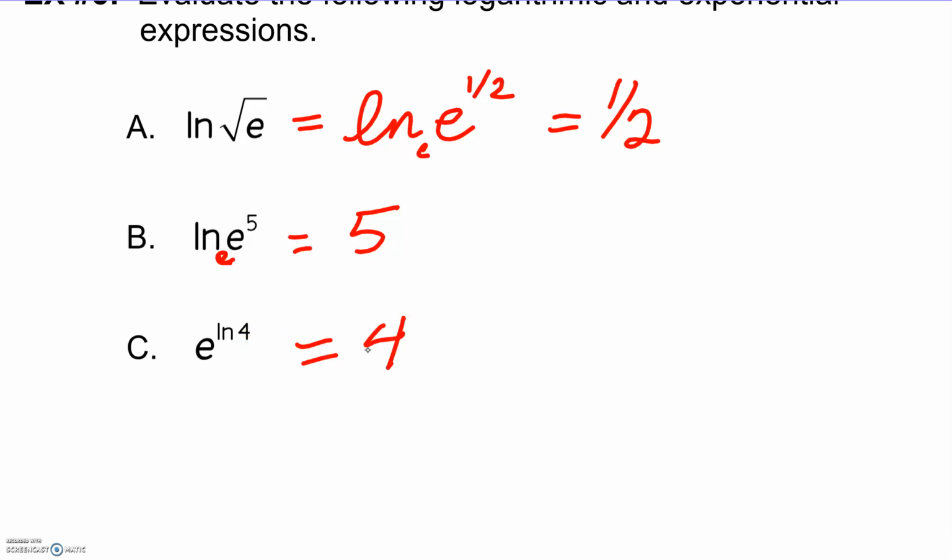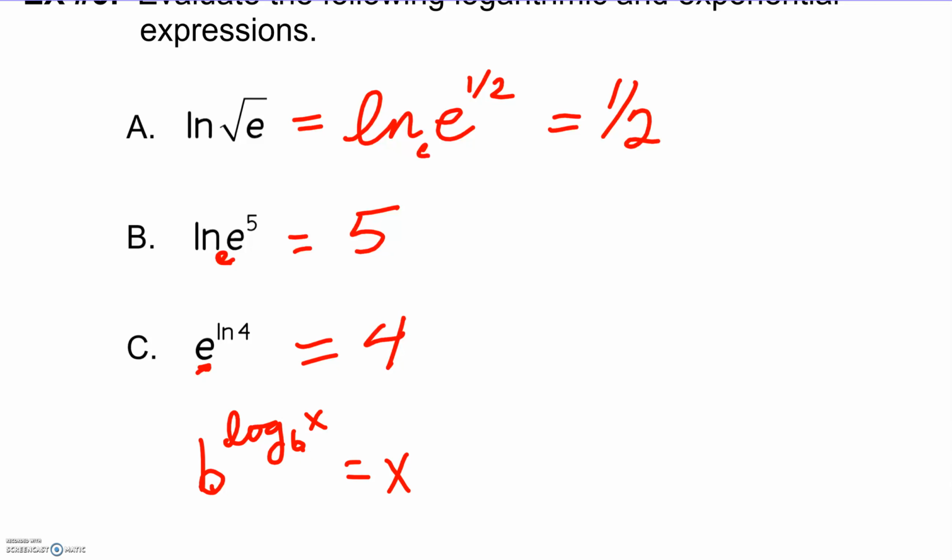This follows that property number 4 that we had earlier, which said that if you have b to the power log base b of x, that just equals x. In this case, the base b is e. So we have an e here and we have an e here, log base e, which is natural log of 4. And so that would just be equal to 4 there.